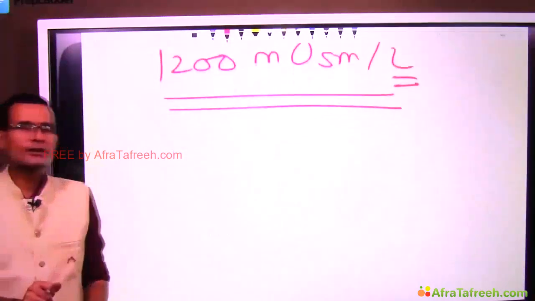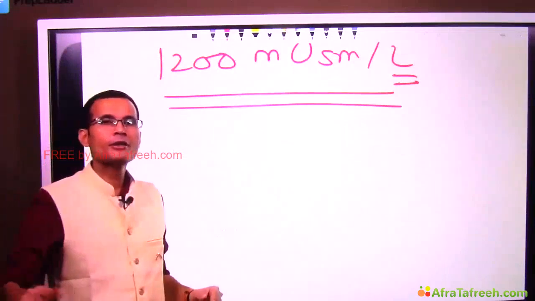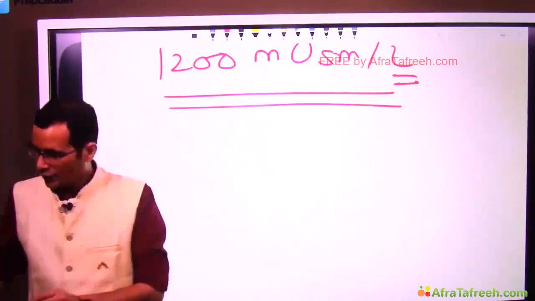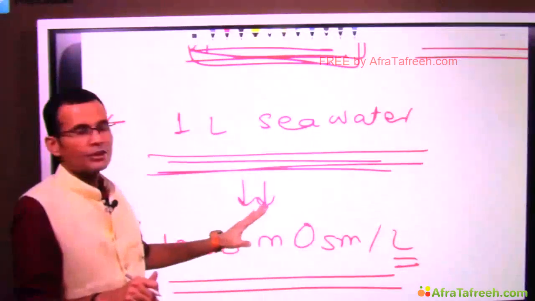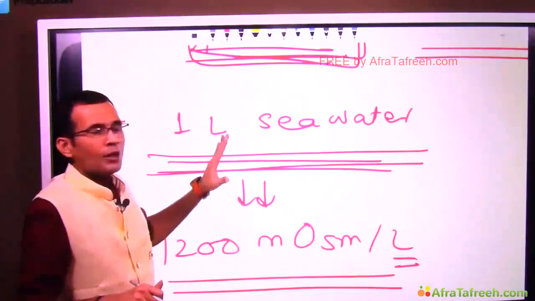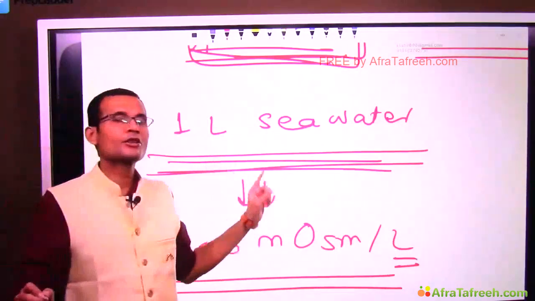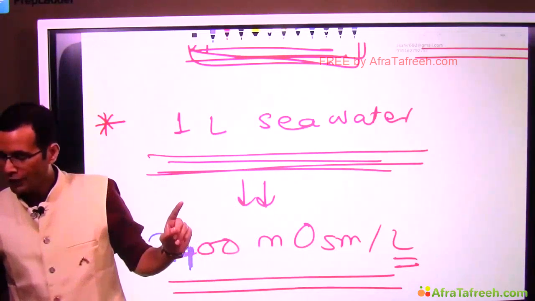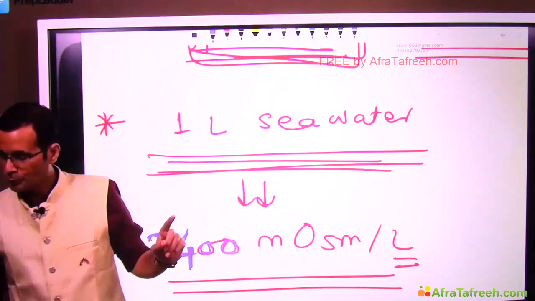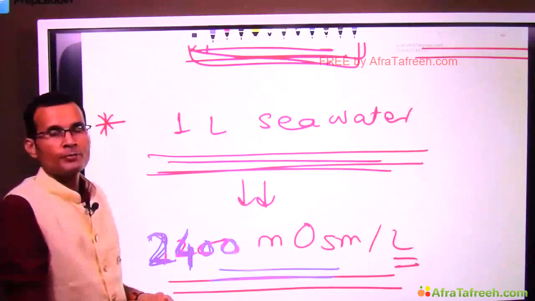And what are the consequences? One critical fact that... okay, let me just make a correction. The osmolarity of seawater is 2400 milliosmoles per liter. That's the osmolarity of seawater.